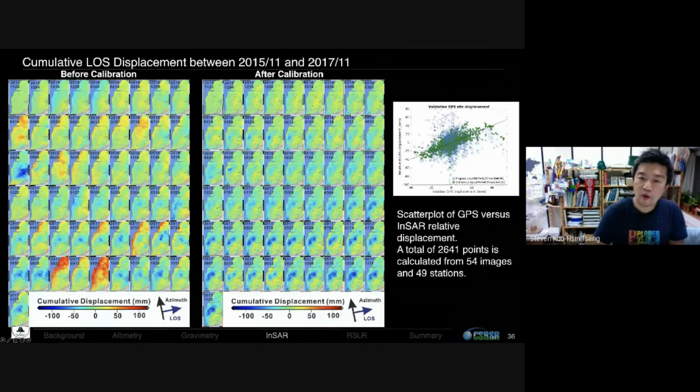Okay, so what is the benefit we can get from this kind of calibration? You can see to the right, there's a scatter plot. The blue circles are the original scatter plot, and the green points are the calibrated ones. You can see the root mean square error reduced from more than 2 centimeters to smaller than 1 centimeter. So that's the accuracy of the displacement measurement between each pair of SAR images.